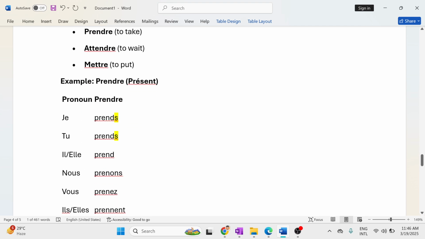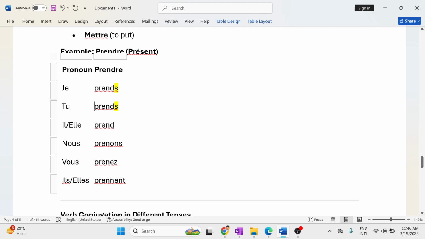So RE endings, let's read it out. Prendre: je prends, tu prends, il prend, nous prenons, vous prenez, ils prennent. You can even predict the sound and you would be mostly correct, mostly 90% of the time.